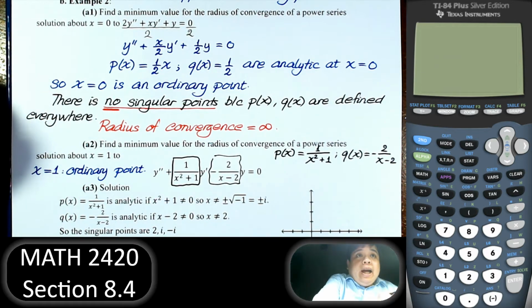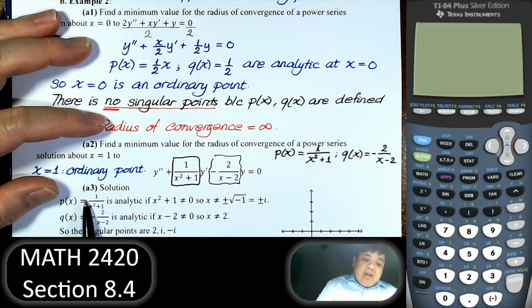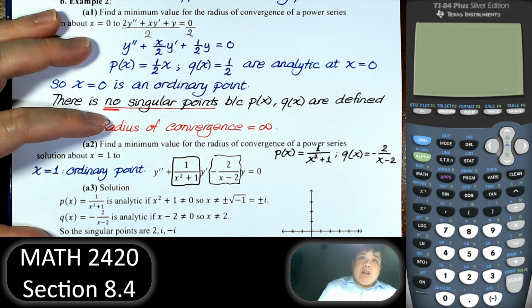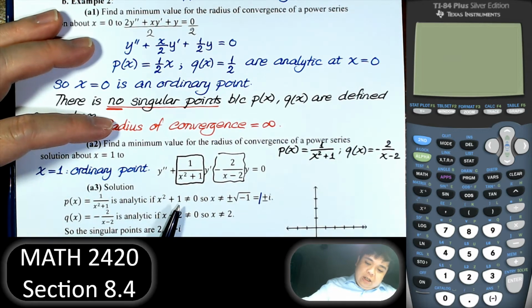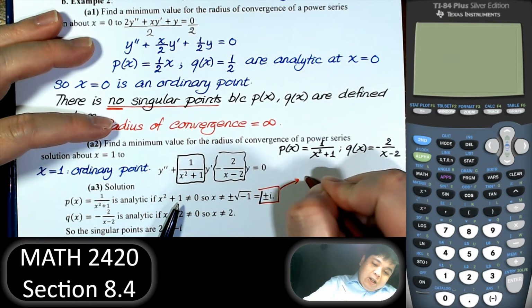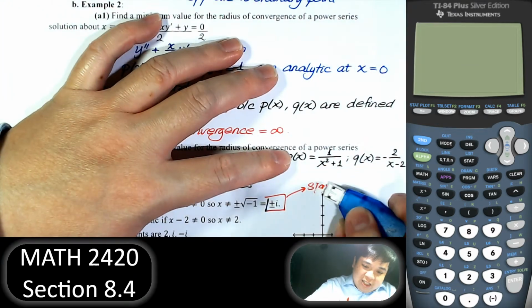Now we will find the singular points. A singular point is where the function is undefined. So it is analytic, or defined, if the denominator is not equal to 0. So we solve for it: move the 1 over, take the square root, and we get plus or minus i. So we have two singular points. Here, let's just write. So we have here a singular point.